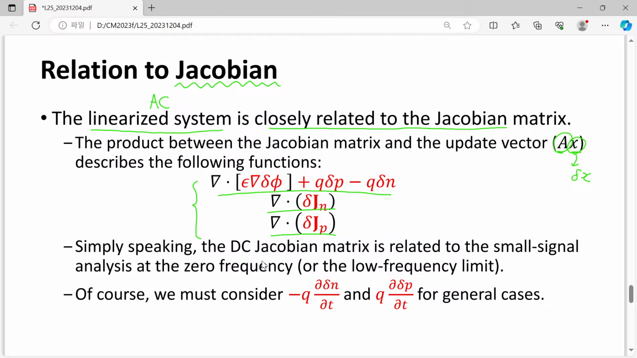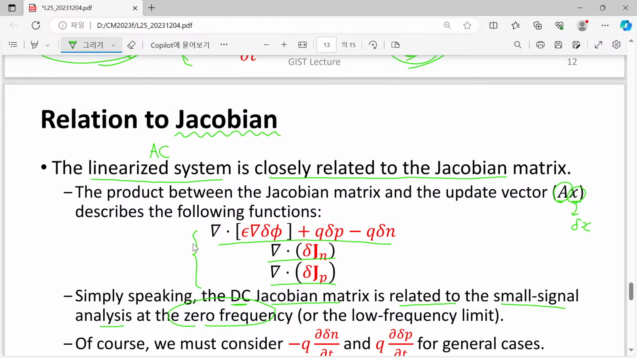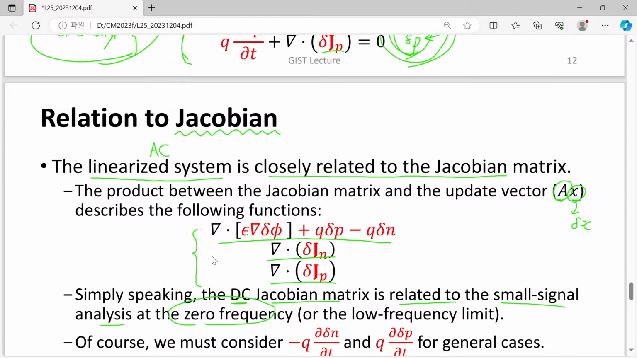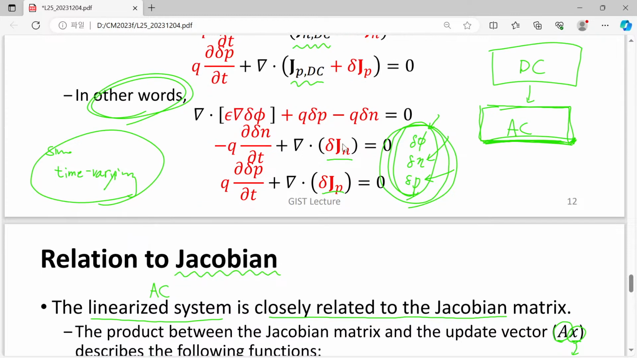Simply speaking, the DC Jacobian matrix we construct every time is related to the small signal analysis at zero frequency. Why do we say zero frequency? Because this is nothing but A times X, and our AC signal or our AC system should satisfy this functional form.